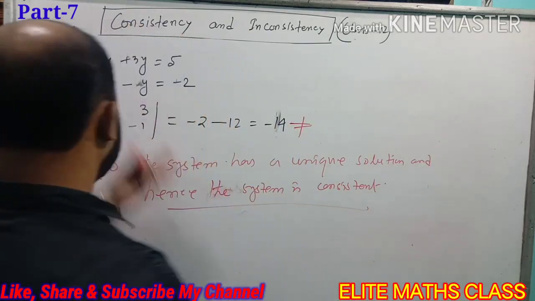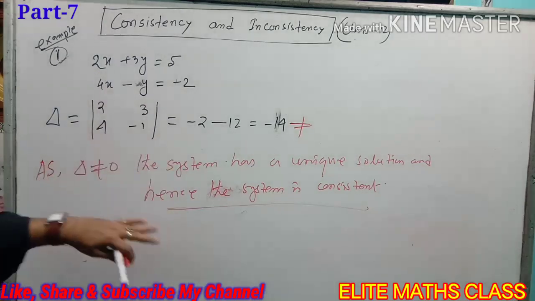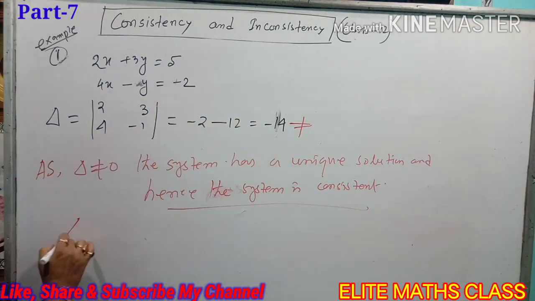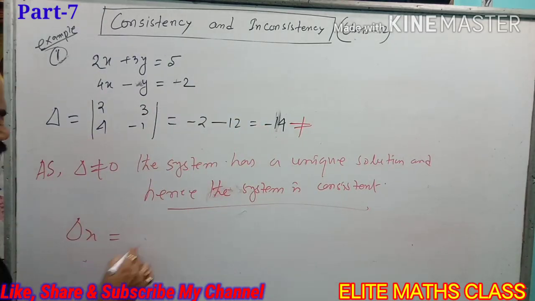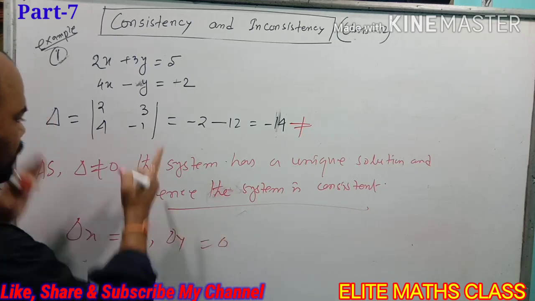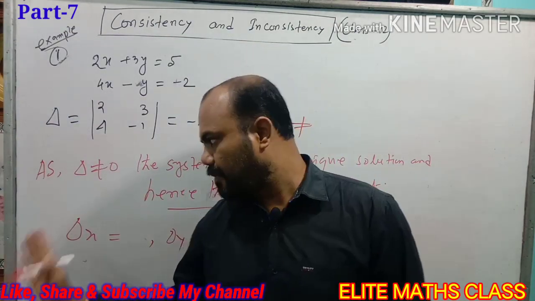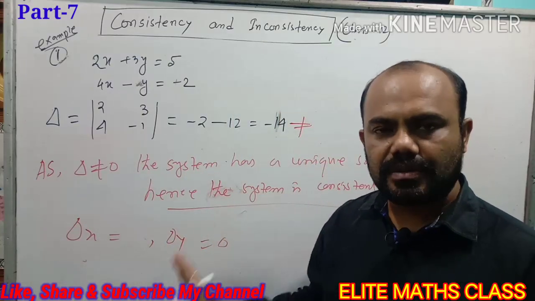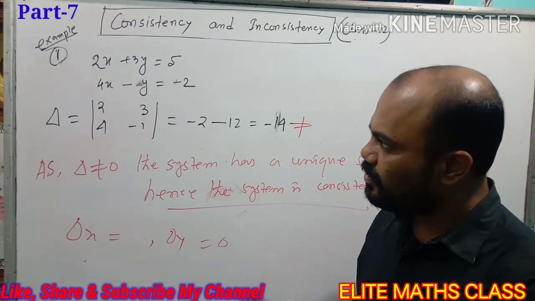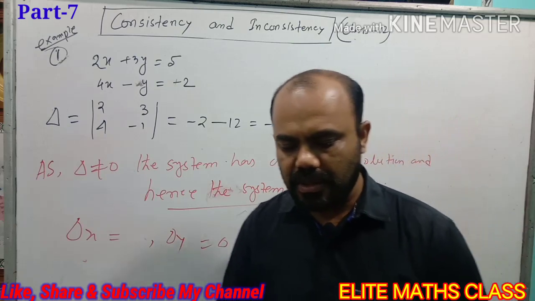You can try similar examples. You have to find del. If this is 0, then find del x, then check the value, then find del y, then check the value. If all the values are 0, then the system will have infinitely many solutions. If del is 0 but either of del x or del y is non-zero, then the system will have no solution, that is, the system is inconsistent.